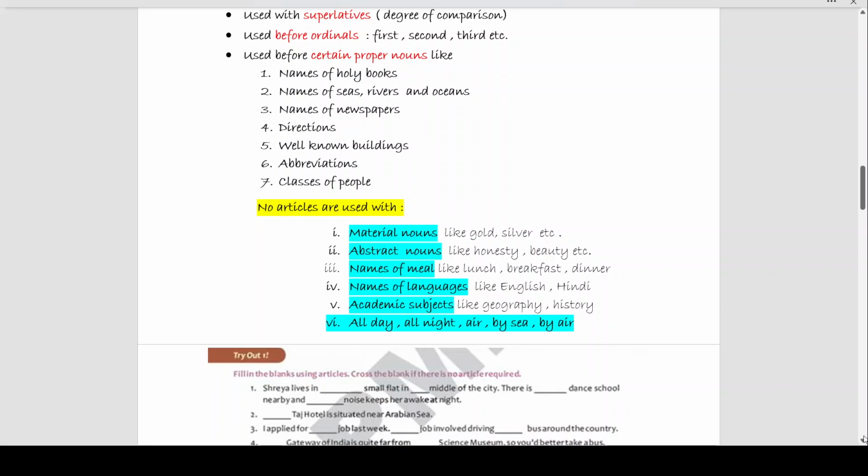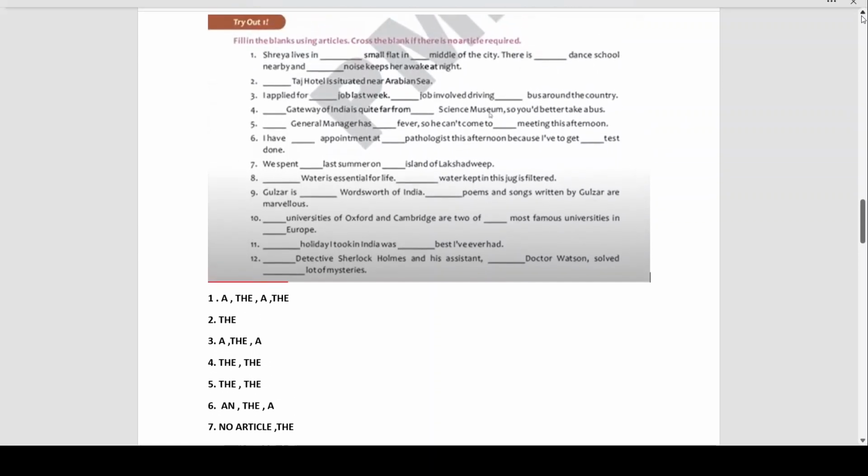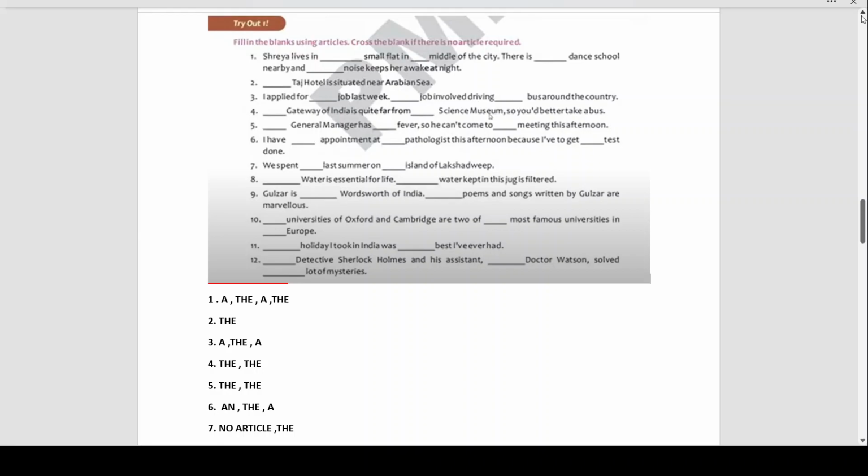Now, let us do Tryout One. Fill in the blanks using articles. Cross the blank if no article is required. Number one: Shreya lives in dash small flat in dash middle of the city. There is dash dance school nearby and dash noise keeps her awake at night.